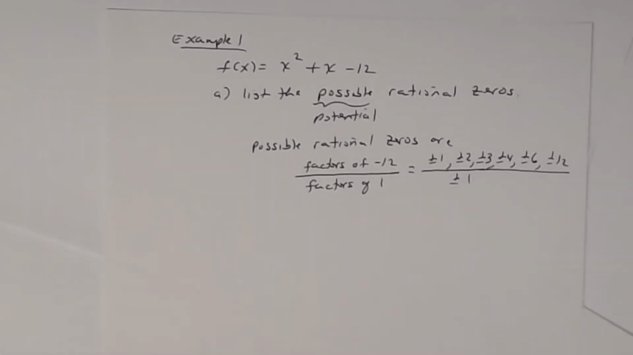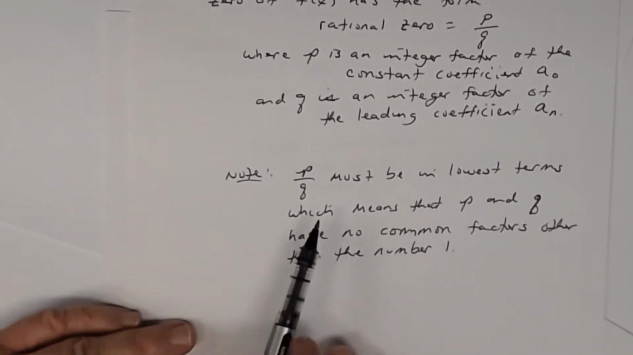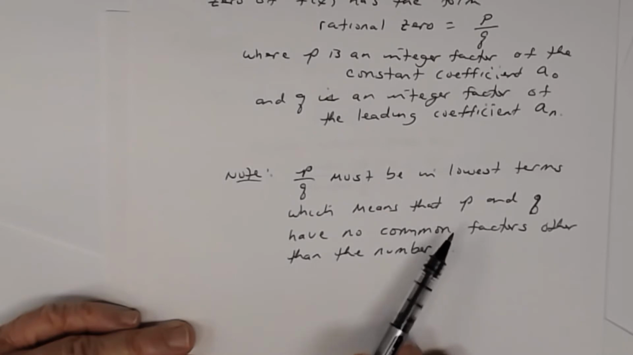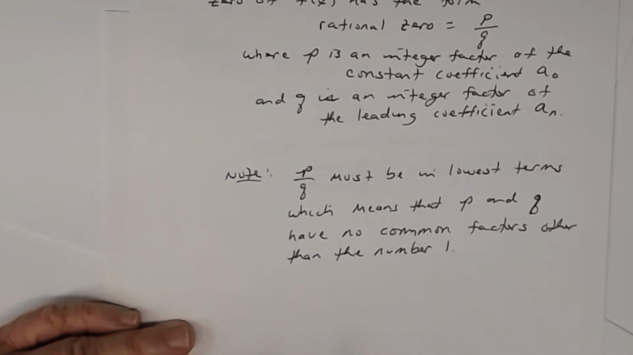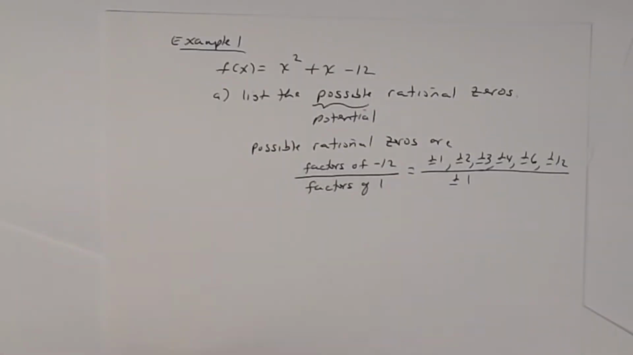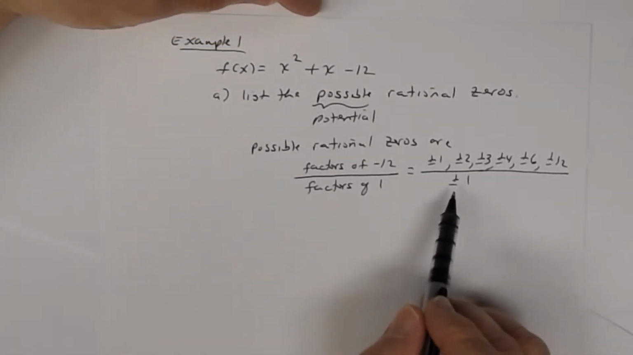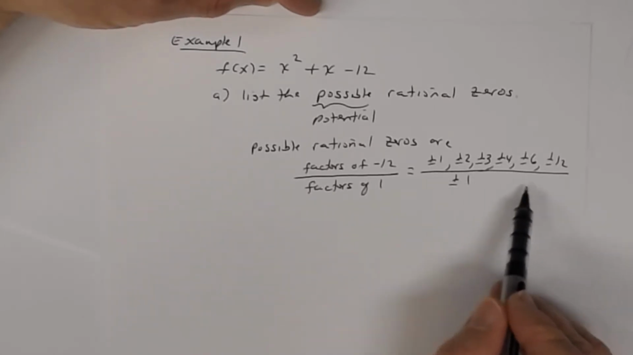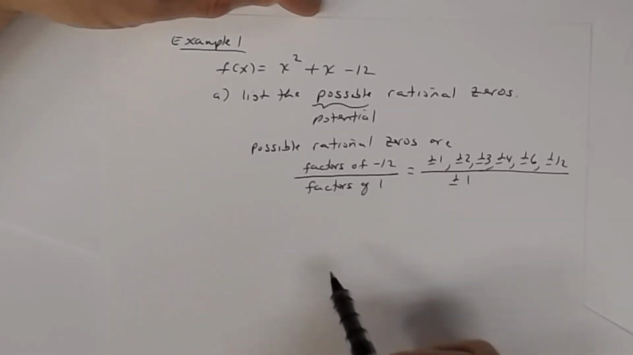Now here's what we need to do. Remember in our discussion on the rational zero theorem, p divided by q must be in lowest terms, which means the only common factor that p and q have in common is the number 1. We're going to apply that here. This is an easier one because there's only plus or minus 1 in the denominator. You don't see any other factors of 1 down here. We're going to see this in another example as well.